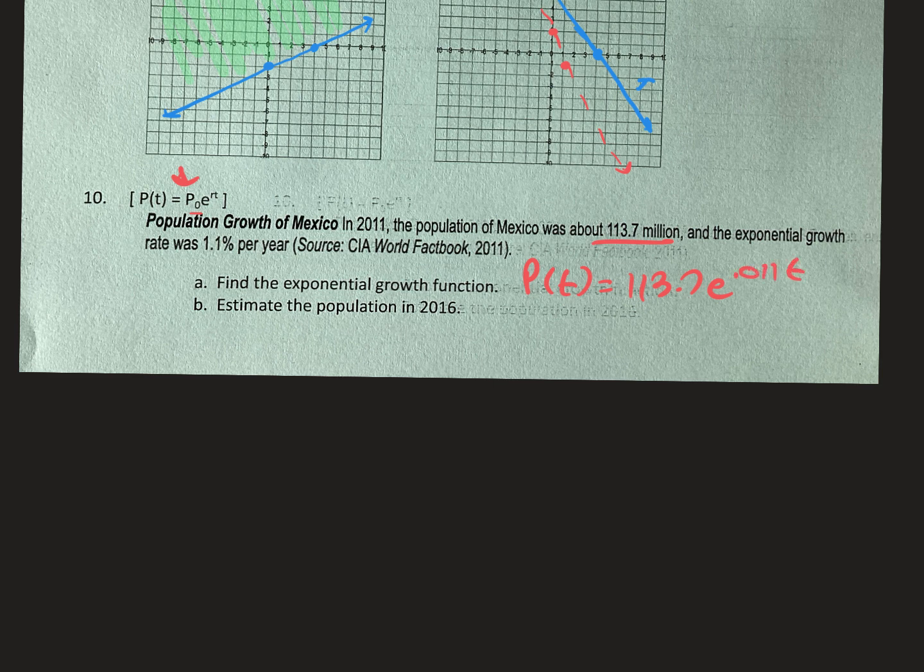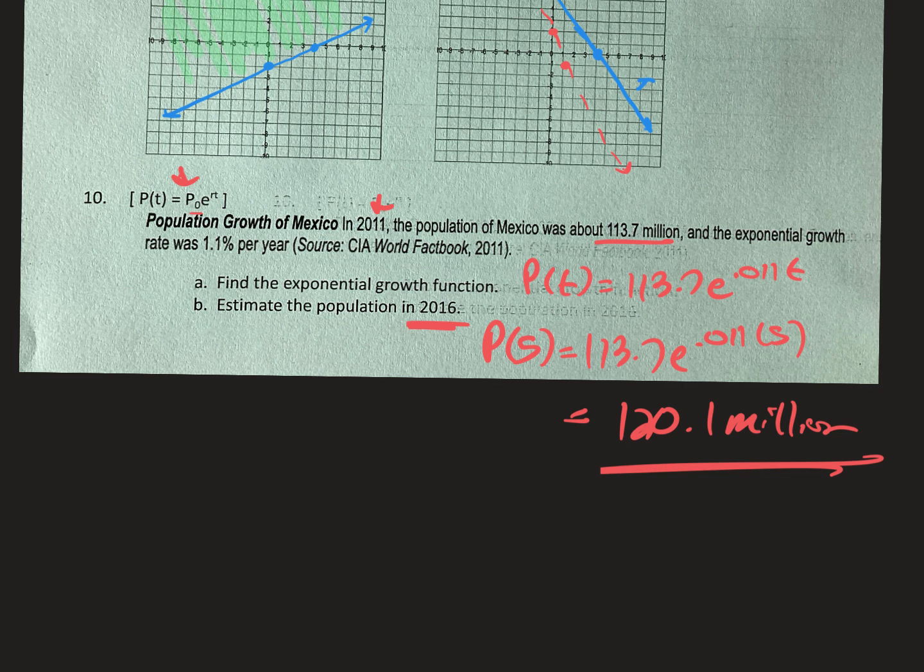All right. Then part B wants to know what it will be in 2016. Well, the year it was talking about was 2011. So how many years go by from 2011 to 2016? 5. So I'm really just doing P of 5, meaning I'm plugging 5 in for the t. I'm just going to punch it straight in my calculator. 113.7 times e to the 0.011 times 5. I'm getting 120.1. You need to write million out because it is million. If you just write 120.1, you think it's 120, but it's really 120 million right there.